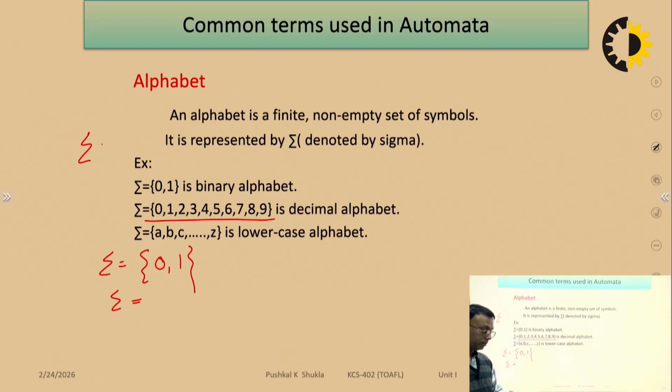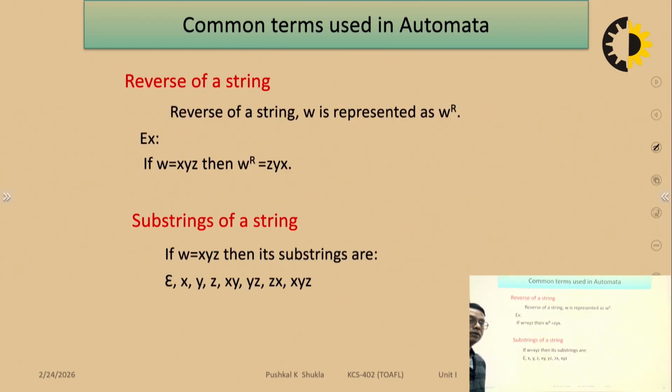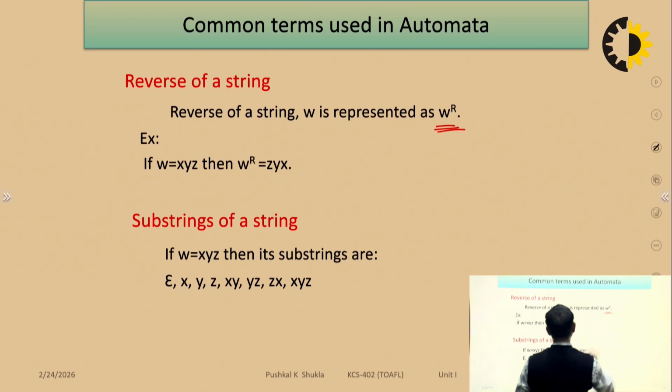Next, reverse of a string. Reverse of a string W is represented by W power R. Suppose there is a string W equal to XYZ. So W power R is just flipping: Z, Y, X.